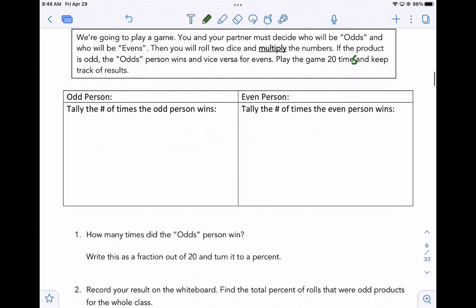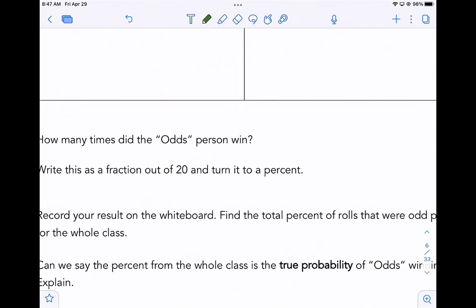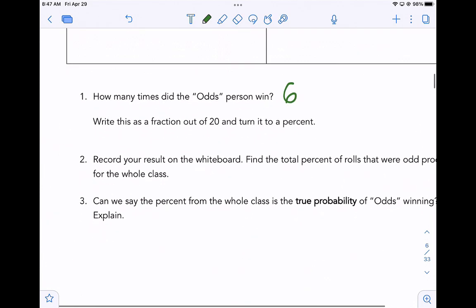Okay, so how many times does the odd person win? How many times does the even? Together, your tally should be 20 people. All right, so I'll just do an example here again. Our experimental data in class will be different. How many times does the odds person win? So it should be some number out of 20. So we'll say 6. Maybe they won 6 times.